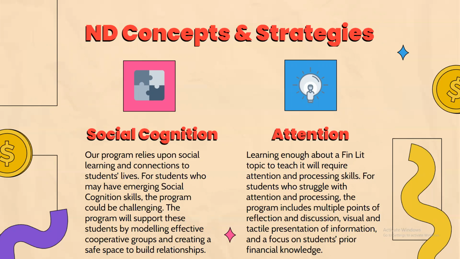And also attention is going to be an issue because learning about financial literacy is challenging, especially because we're going to ask students to learn enough to be able to teach it. So we need to help students with multiple capacities to reflect and to discuss, to make sure the presentation is visually engaging, and to help students develop those skills at attention and at social cognition.